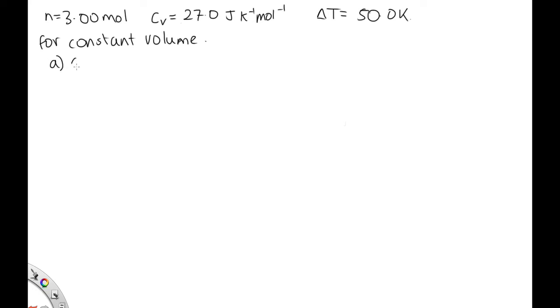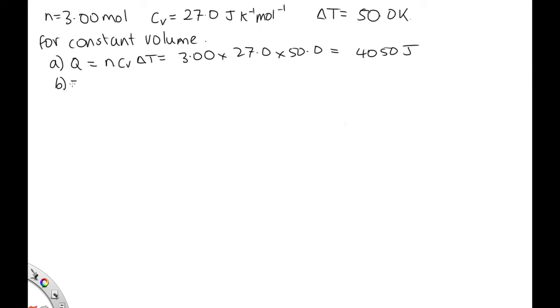A, what is the heat transferred? Now, heat transfer is given by nCV delta T. And we actually have all these, so this is a very simple substitution. We've got 3.00 times 27.0 times 50.0, and that gives us 4,050 joules of heat added to it.